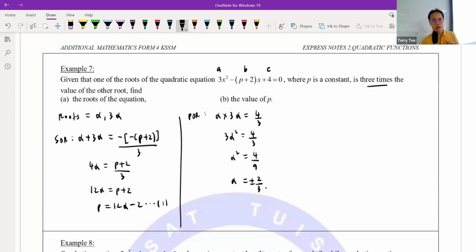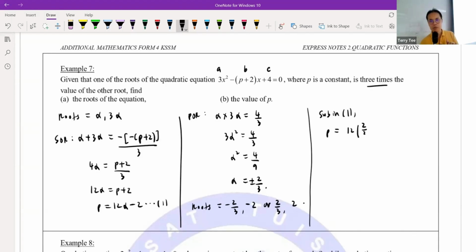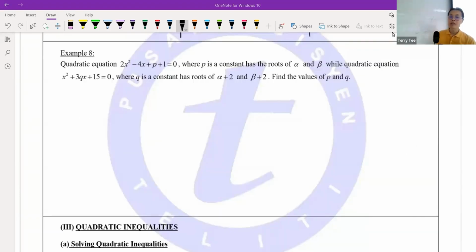So when you have two answers for alpha, the roots will be what, guys? The roots are alpha, minus 2 over 3. If you times 3, the second root will be minus 2. Or if you take 2 over 3, the second root will be just 2. Okay, now next, to find the value of p, I just sub inside equation 1. My p is 12 times 2 over 3, take the positive one, minus 2, this will be 6, right? Okay, second one, 12 times negative 2 over 3 minus 2. This is negative 10.